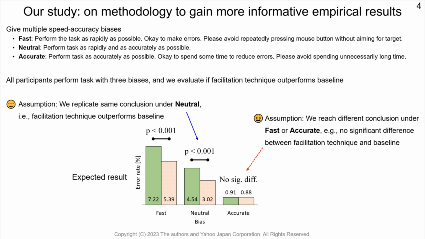To evaluate the effects of speed accuracy bias on the experimental result, we give 3 biases: fast, neutral, and accurate, and we evaluate if a novel technique outperforms the baseline. Probably, we can replicate that the novel technique is better under the neutral condition, because this is the same instruction as in the original study. But we may reach a different conclusion under the fast or accurate condition, such as no significant improvement in the error rate.